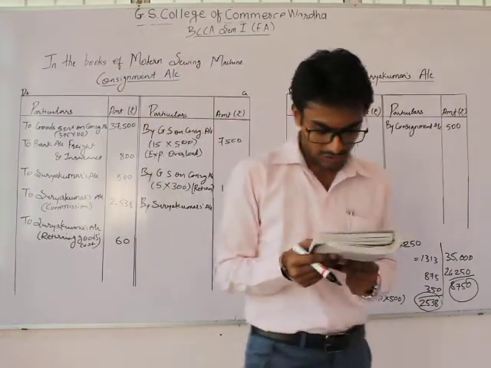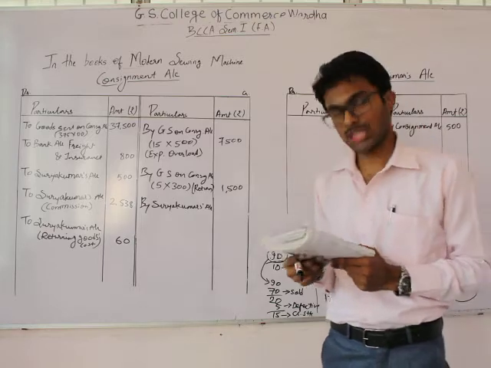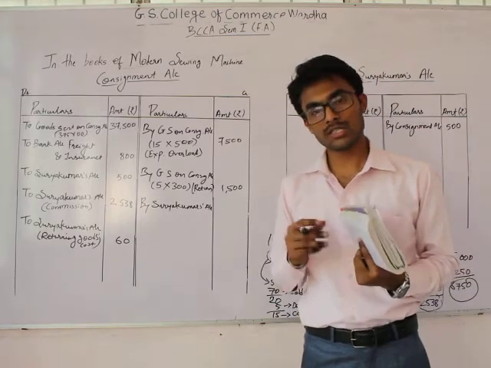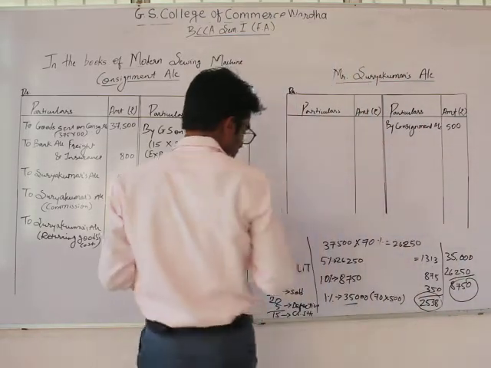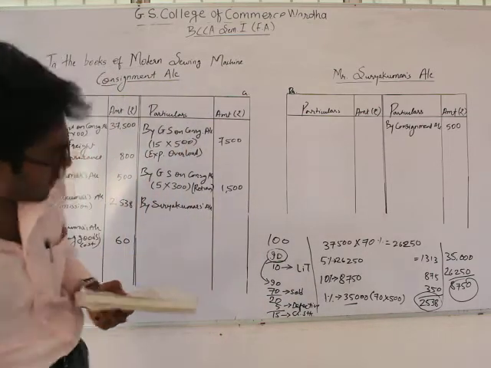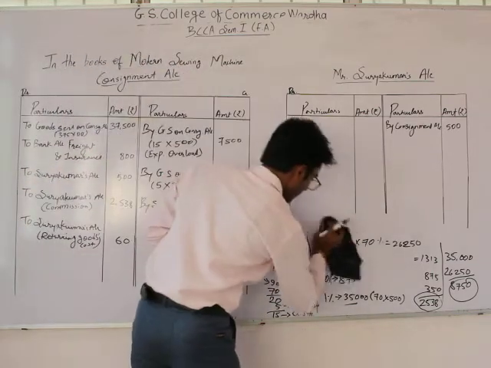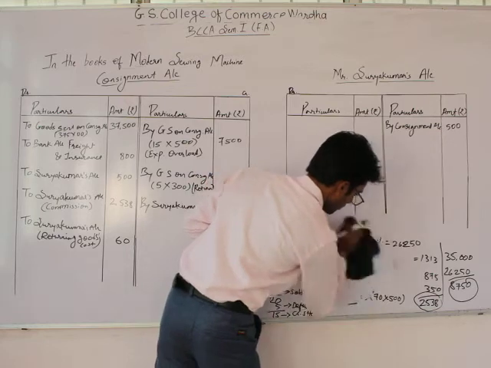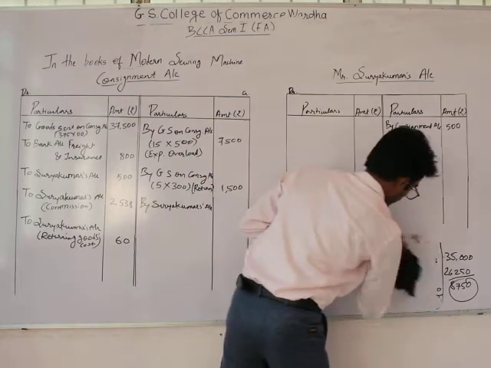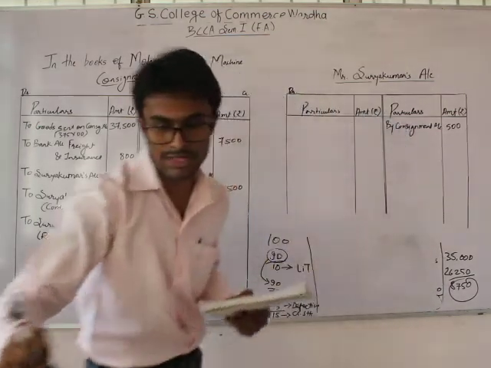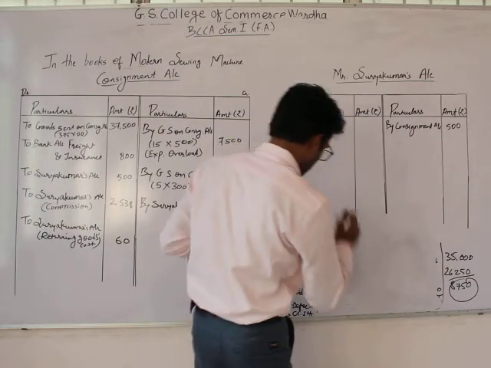So we have to calculate the amount for sales proceed. So what is the amount for sales proceed here? I have to use this board. I'm rubbing this. We have to calculate sales proceed, and how can we calculate that?